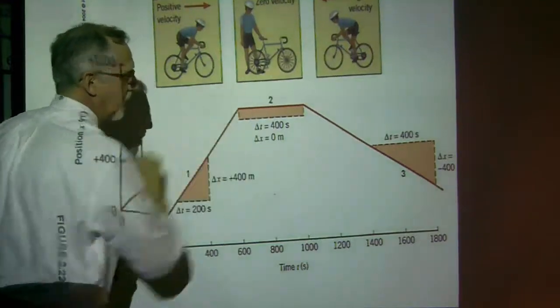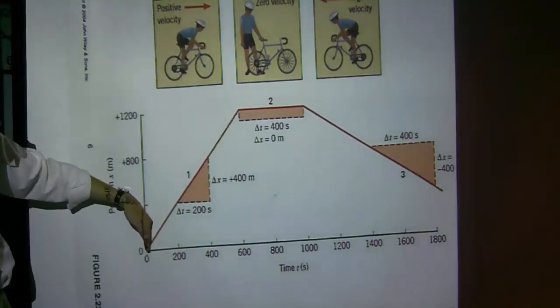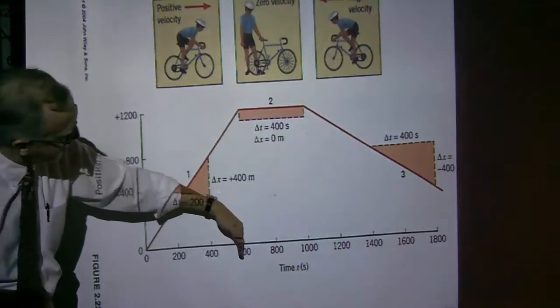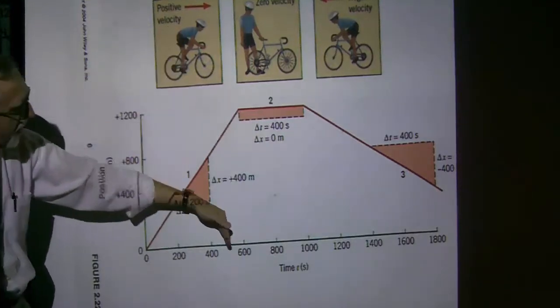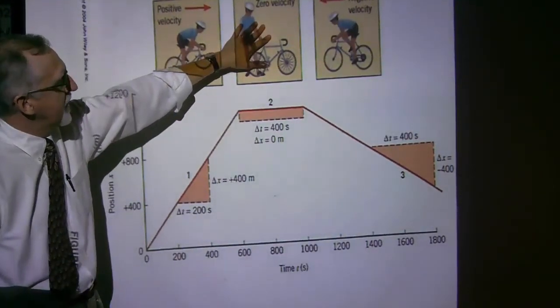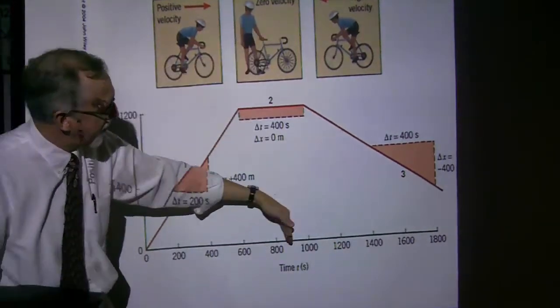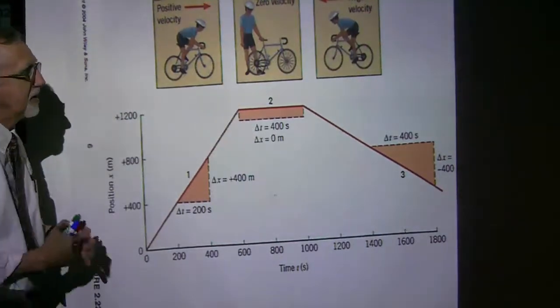This is kind of a picture of what's going on, and then graphed down here. So first of all, from a time of 0 to 600 seconds, we've got someone riding their bicycle to the right. From 600 to 1,000 seconds, we've got the person taking a break, not moving. And then from 1,000 seconds to 1,800 seconds, we've got them going back to the left.